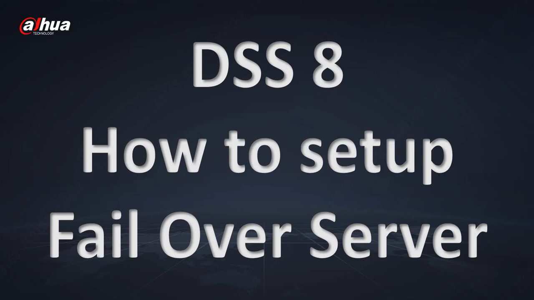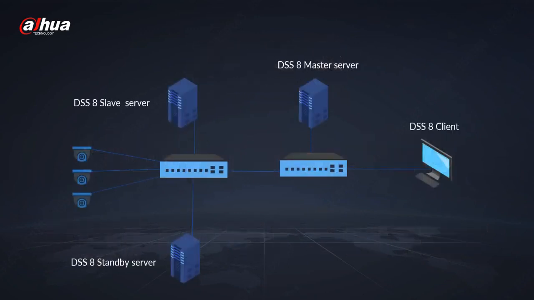In this short tutorial, I will show you how to set up a failover scenario in DSS 8. So what we need for that? We need at least 3 servers: one master server, one slave server, and one standby server, which is actually the same installation package as the master server and the slave server. We just change the role of this server.